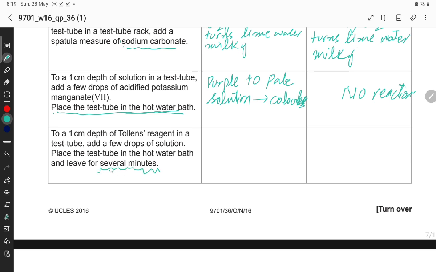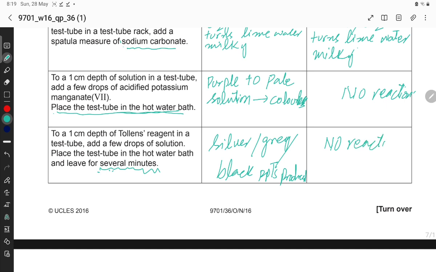After several minutes it will turn silver, can be grey, and black precipitate is produced. Or no reaction over here, or a little white precipitate, or white precipitates can be.